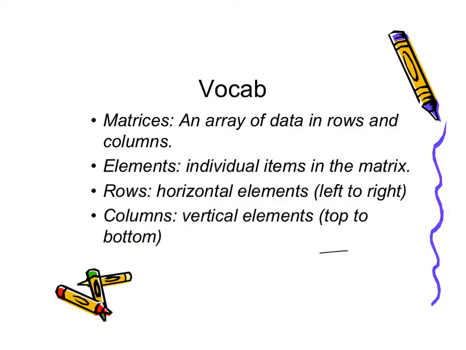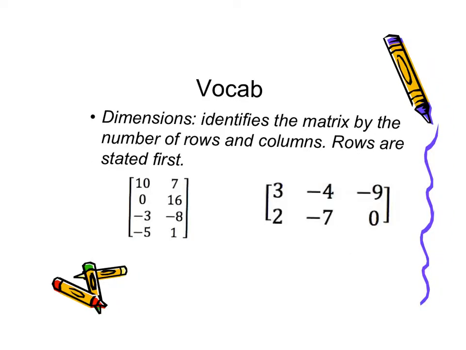A matrix is an array of data in rows and columns. Think spreadsheets. Elements are those individual items in each of the matrices. Rows are the horizontal elements and columns are the vertical elements. So when we talk about matrices, we talk about them by their dimensions.